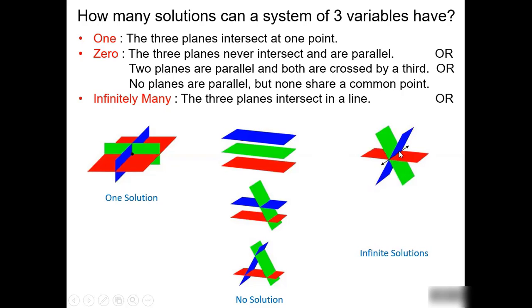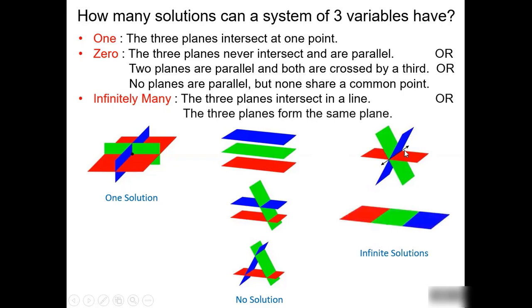This could be similar to the binding of a book, where all the pages are bound together, all of those planes are bound together right at the binding of the book. And notice that there's an infinite amount of points of intersection between the green, blue, and red planes. They all form a line. Now, if you take a look here, the three planes form the same plane, and this would also be an infinite number of solutions. Now, we're not going to be graphing any of these, but it is helpful to see what these solutions are going to be when we end up getting these different situations.